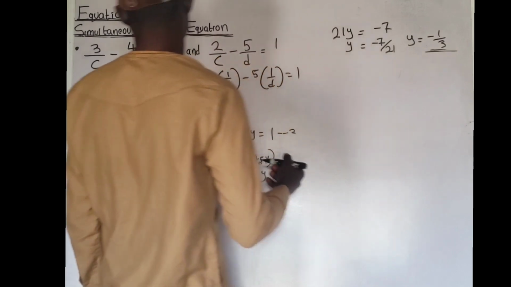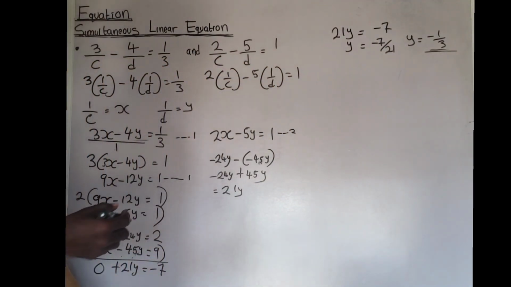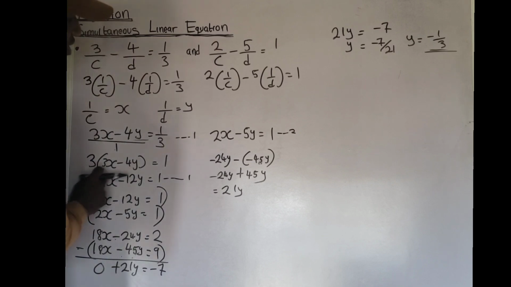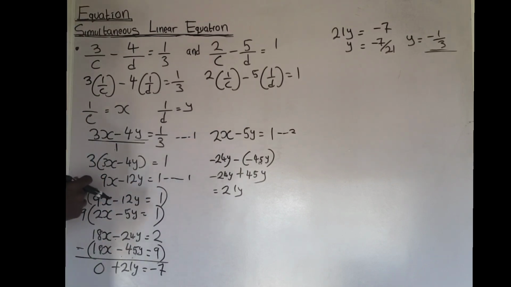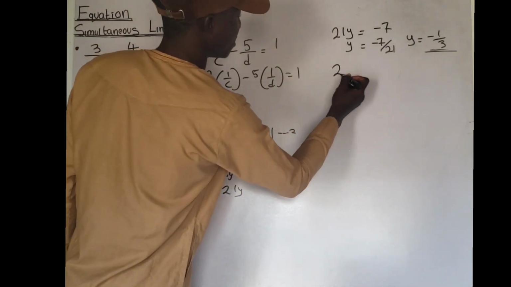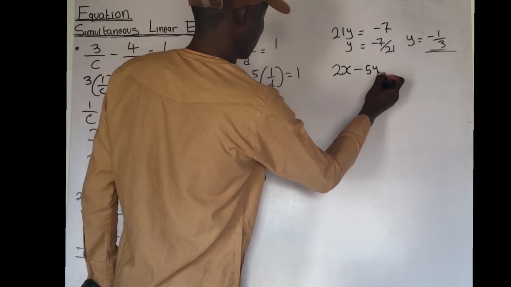You understand? Now, I've gotten the value of y. To get the value of x, I'm going to substitute the value of y as negative 1 over 3 into any of the two equations that I derived. Please pay attention. The first equation is this, and the second equation is this. Let's use equation 2, which is 2x minus 5y equals 1.